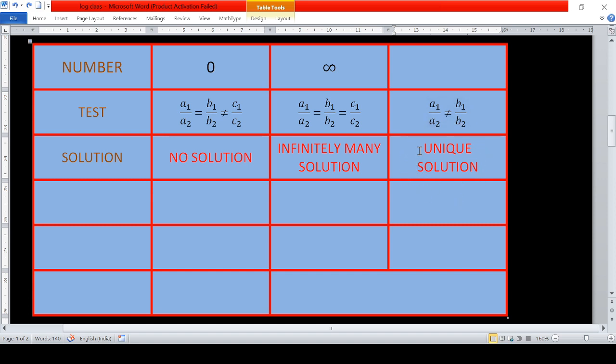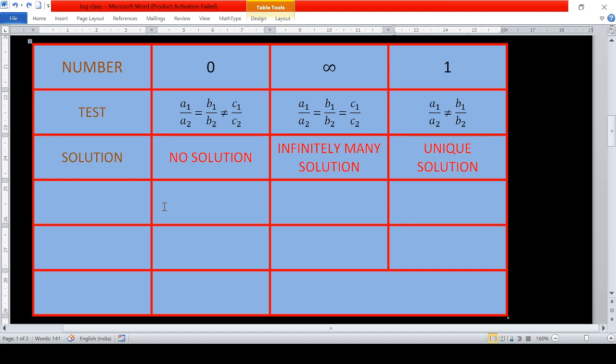Unique solution means exactly one solution. So we have to take the three ratios and compare in this way, fix the case, and conclude the solution: no solution, infinitely many solutions, or unique solution according to that.